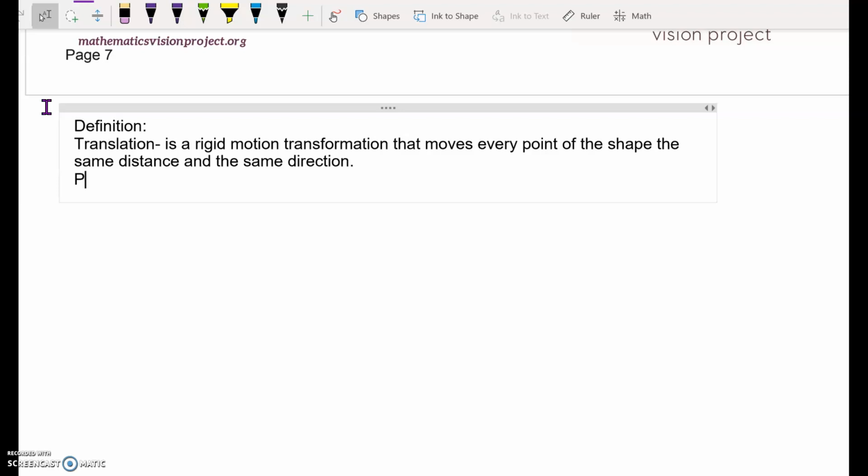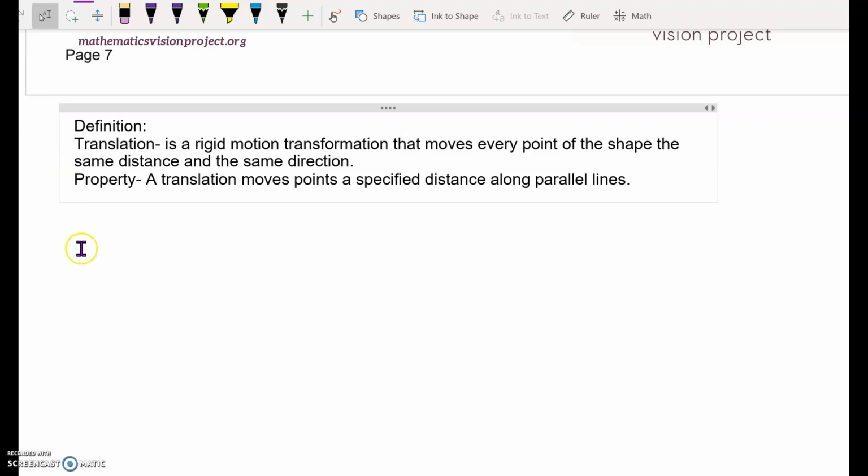All right, so a property associated with translation. I want to do this. All right, so that's our property that's associated with it, the parallel lines, and I saw a number of you had written that. Next definition and property I want to type out here is a rotation. It also is a rigid motion, and when I say rigid, it just means it does not change the original shape. The original shape stays the same.